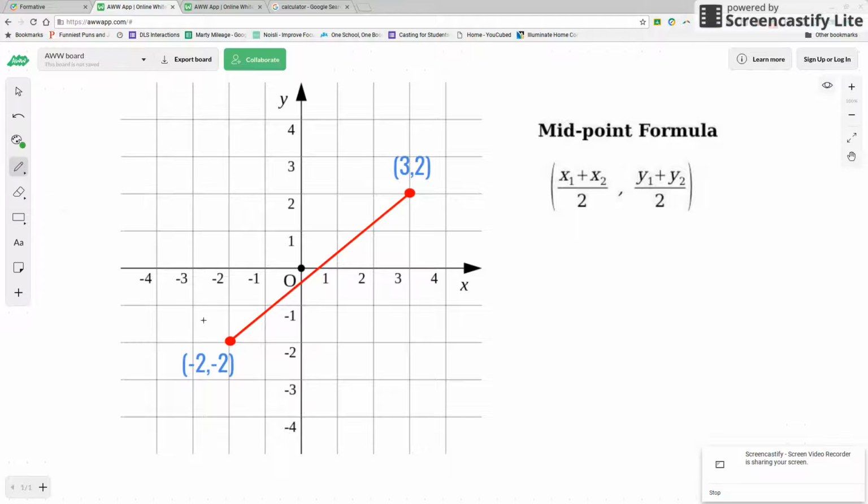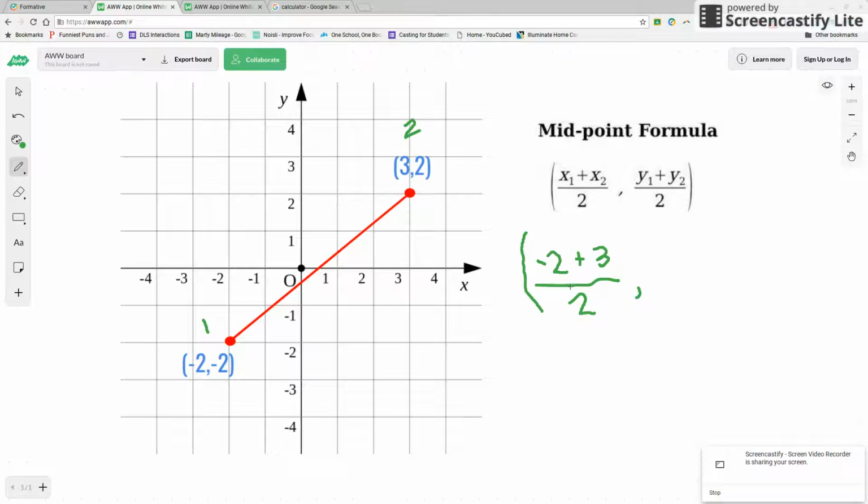So I'm going to call this point 1. I'm going to call this point 2. So if I take x of point 1, that would be negative 2. I'm going to add on x of my second point, which is 3. And whatever that gets, we're going to eventually divide by 2. Now, because this is addition, it doesn't matter which point you label 1 or 2, because with addition, it doesn't matter which order we do that. With the associative property, it doesn't matter which order we put it in.